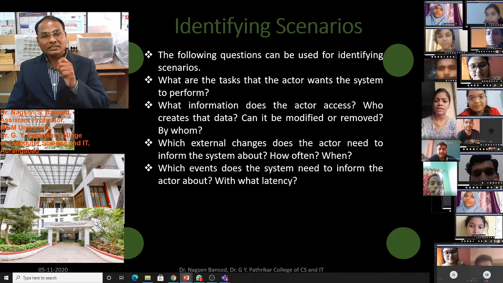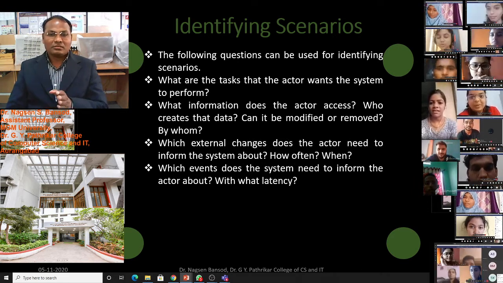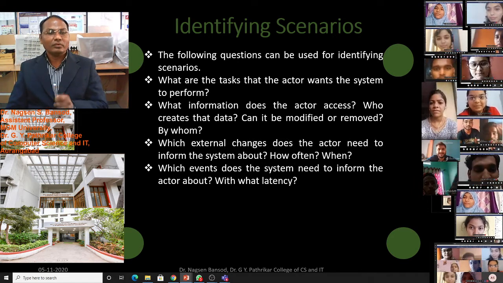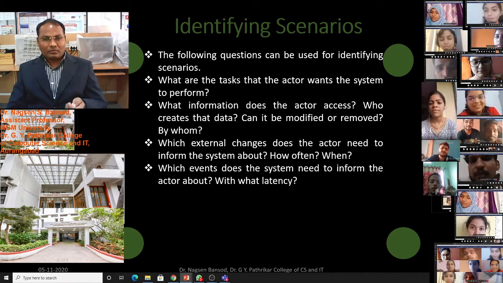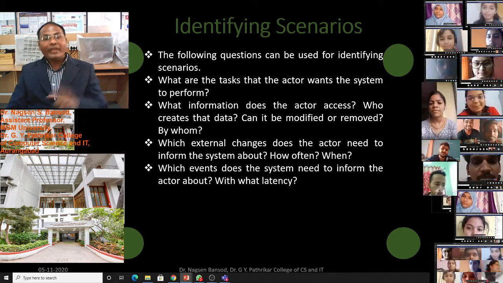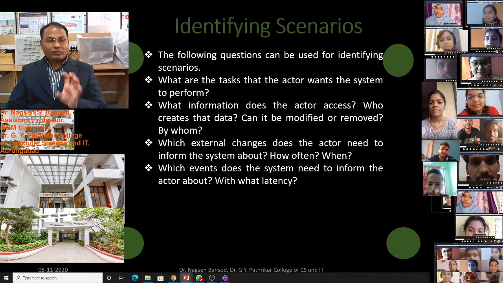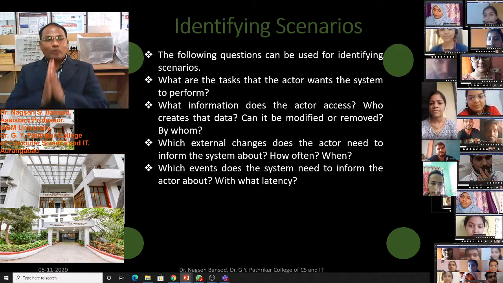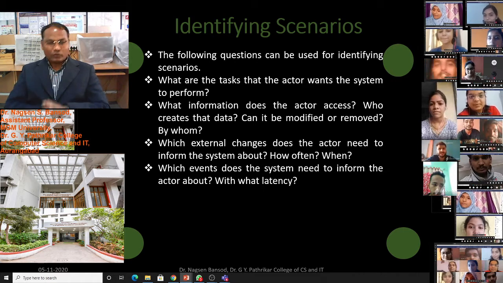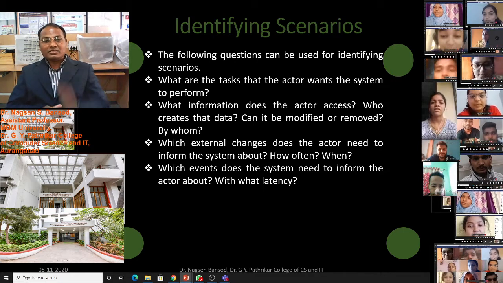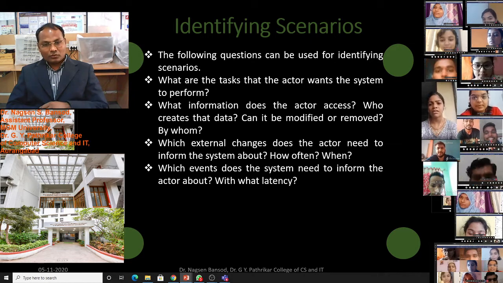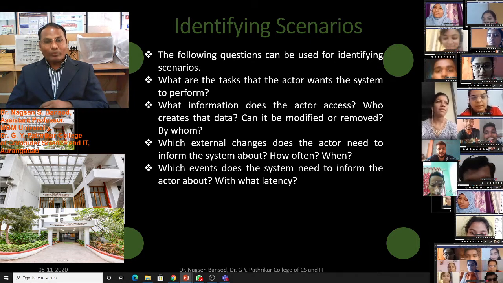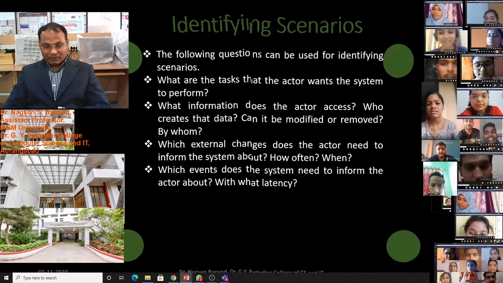Which external changes does the actor need to inform the system about? And how often, as well as when? All these questions we have to ask to identify the scenarios. Which events does the system need to inform the actors about? With what latency?